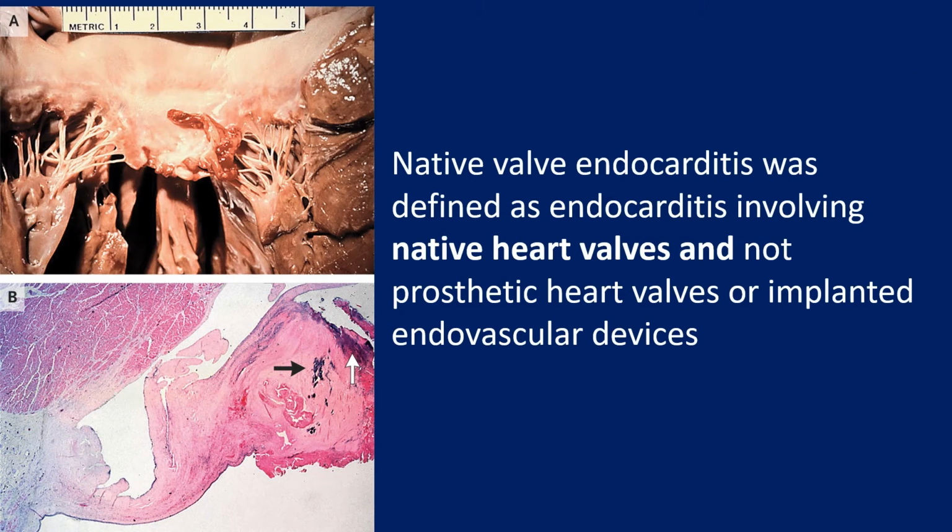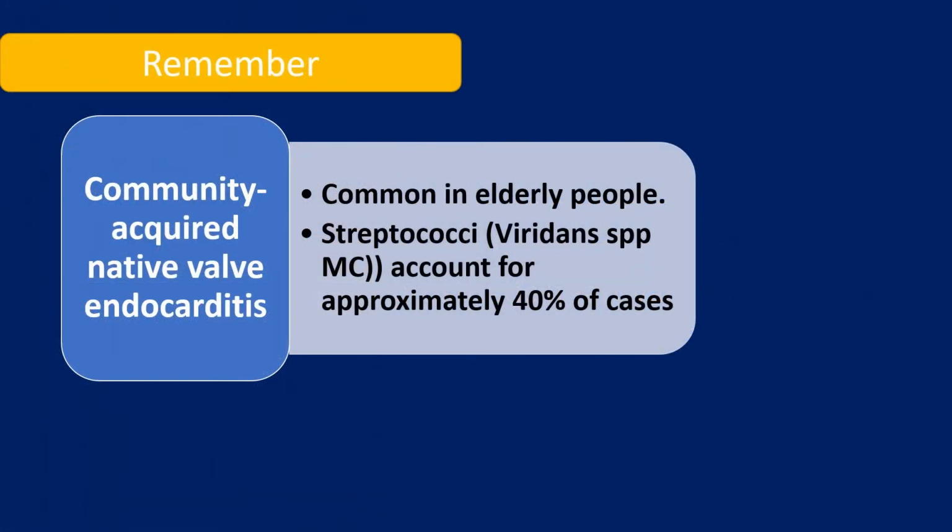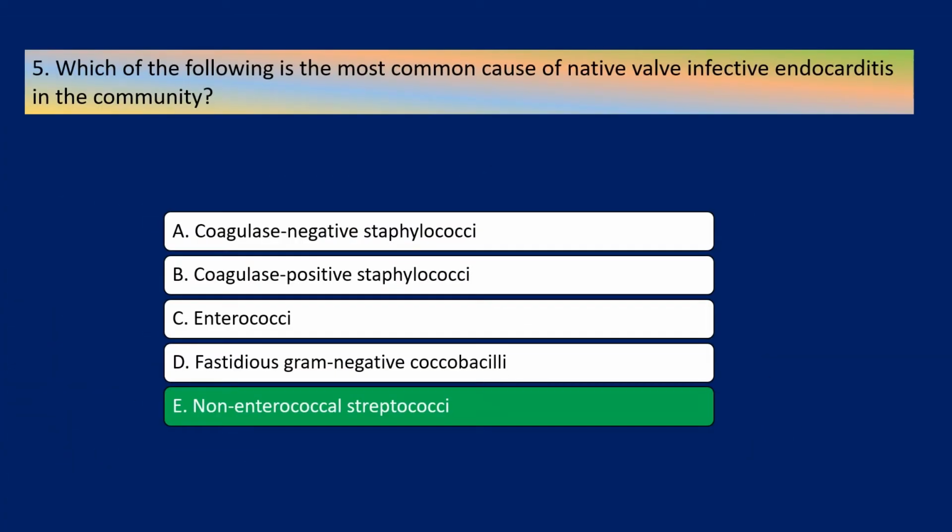Native valve endocarditis is defined as endocarditis involving native heart valves and not the prosthetic valve or implanted endovascular devices. Community-acquired native valve endocarditis remains an important clinical problem, particularly in elderly patients. In such patients, streptococci, especially the viridans species, are the most common organism, accounting for about 40% of cases of community-acquired native valve endocarditis. The correct option here is E, non-enterococcal streptococci.